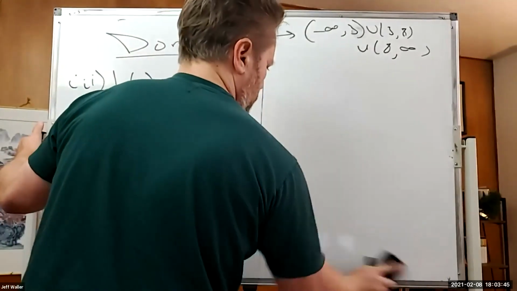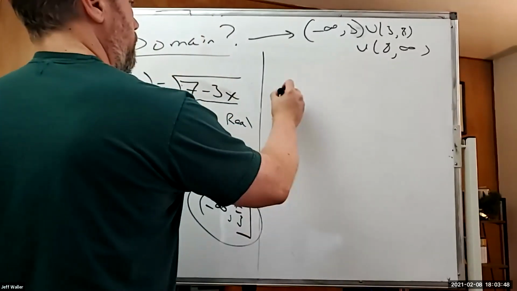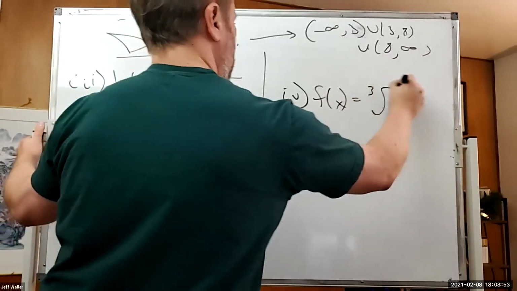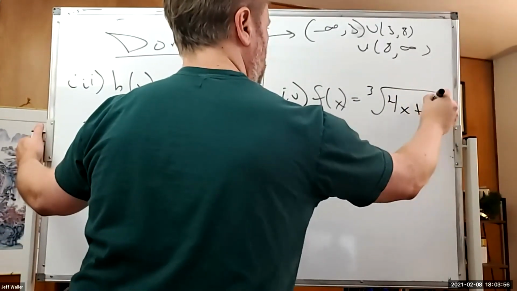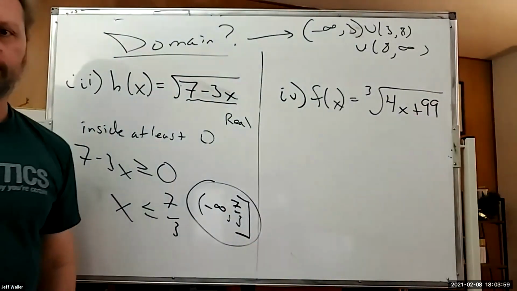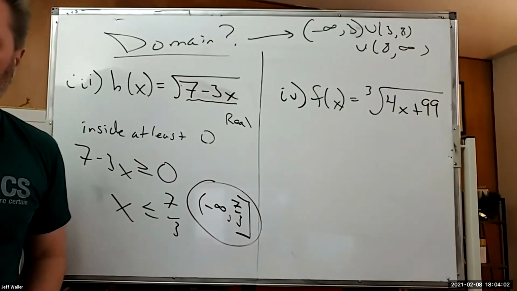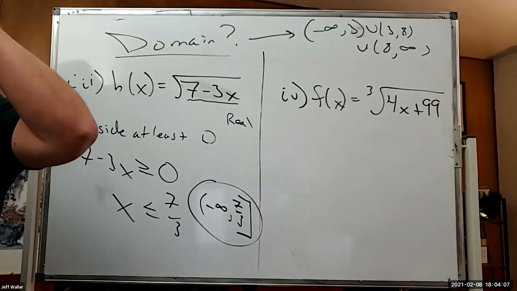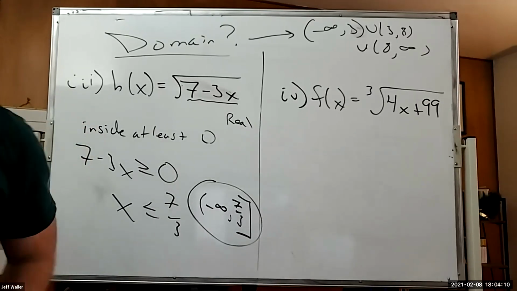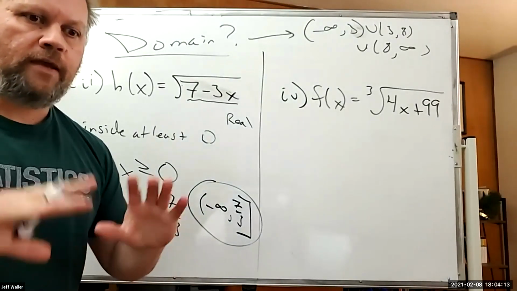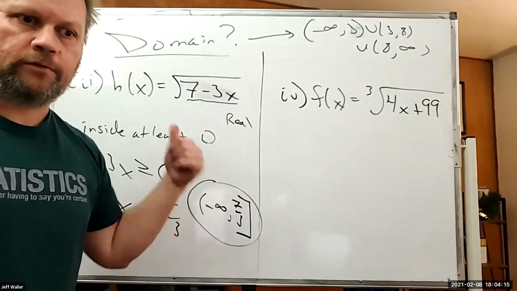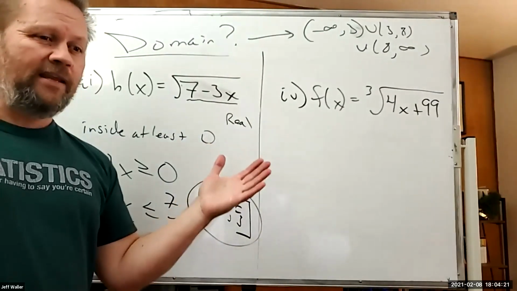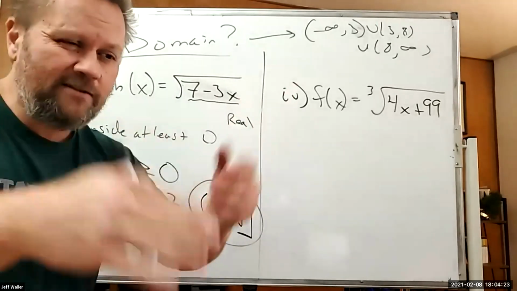What about this one? Let's just go back to F. What's different here? Cube root. Do cube roots have any hangups like square roots do? No. Cube roots are so laid back. Negative? The answer's going to be negative. Positive, zeros, no problem.